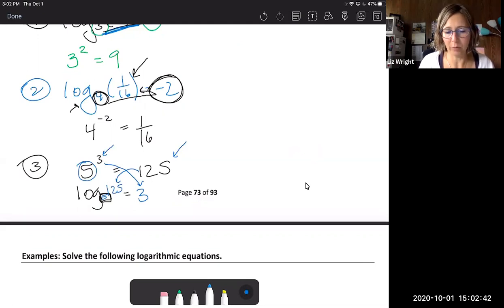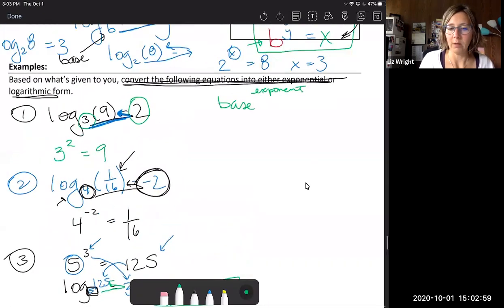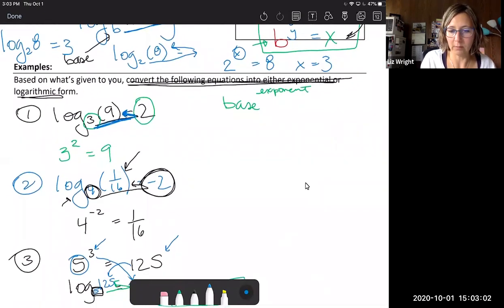And then do your rule of sevens to double check it. Does 5 to the third power equal 125? Is that what I started with? Yes. So your final answer on that one would be log base 5 of 125 equals 3. And that would be your answer. We're going to do some more examples.